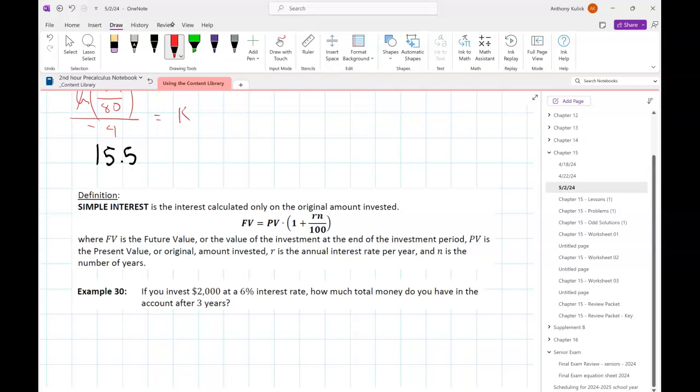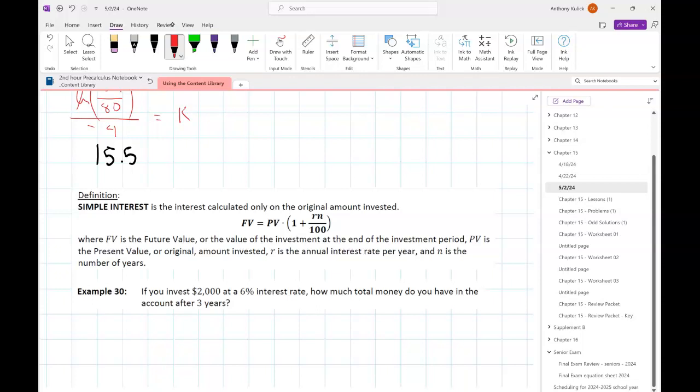And the N is the number of compounds that happen. So if you're earning 5% for 5 years, the N is 5. If you're earning 5% every month for 5 years, the N is 60, 5 times 12. Everybody's okay there?